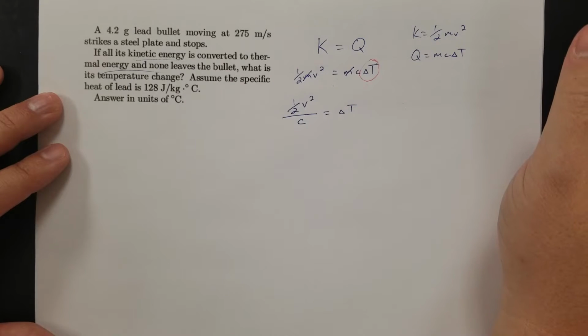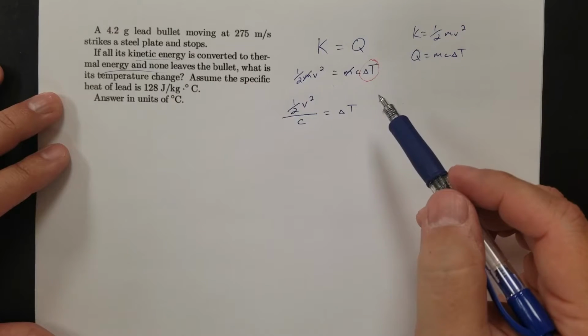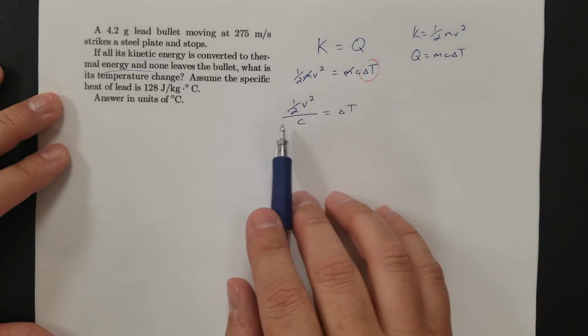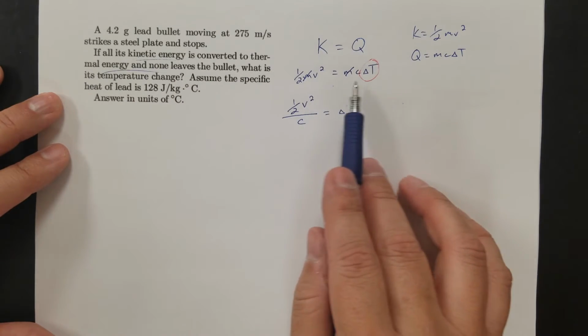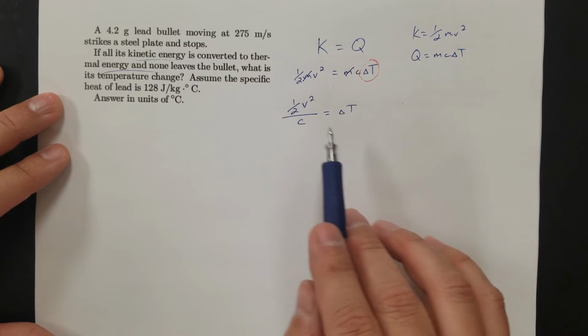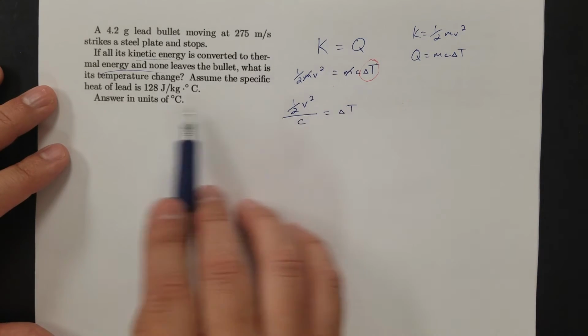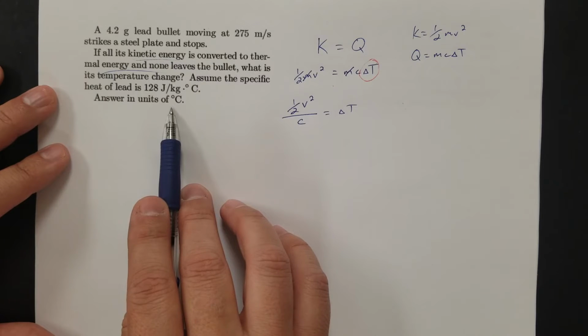And that's it. Yeah, that's not that bad, right? So let me check just to make sure. Half mv squared equals mc delta t, right? And then you divide that over. Yeah, that's basically it. And so it wants it in Celsius.